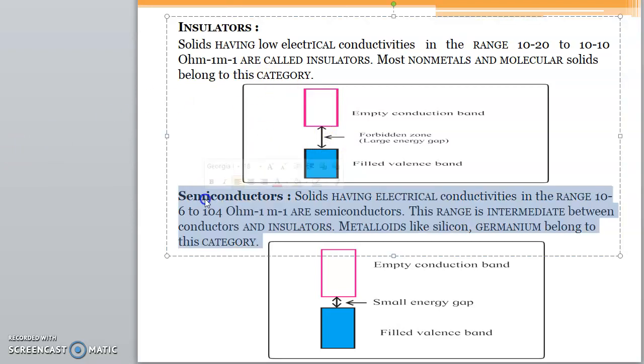What are these semiconductors? Semiconductors are solids having electrical conductivities in the range 10^-6 to 10^4 per ohm per meter.